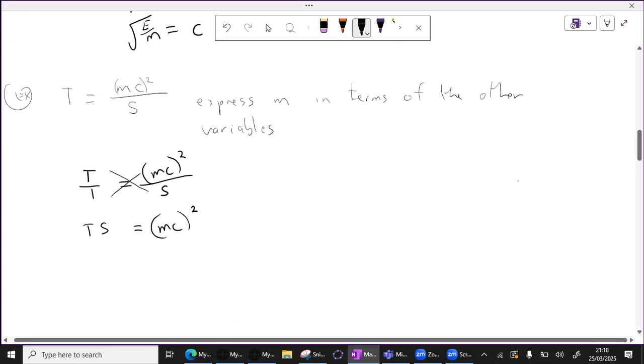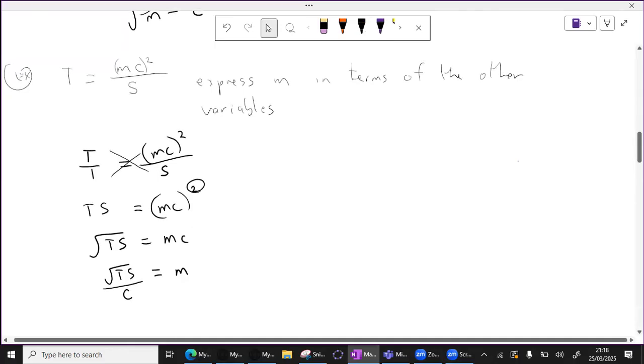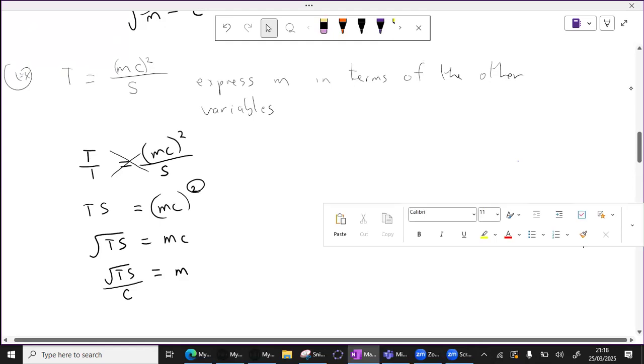Now, remember, I'm aiming for getting the m on its own. So the next thing I'm going to do is get rid of the square. The opposite of squaring is square root. And then to get m totally on its own, I'm going to have to move the c. The job of the c was multiplying, so its new job is dividing. And there it is underneath. So my aim was to get m on its own, and indeed I have done that there.